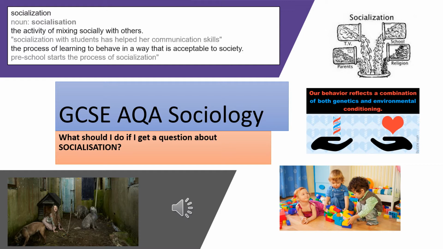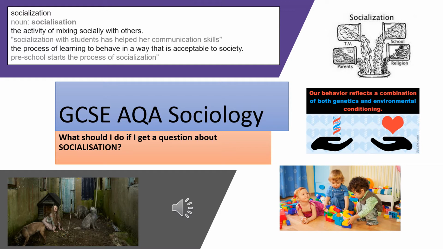Now, socialisation, if you notice from the definition, this is spelled the American way, so Z instead of S. It's irrelevant spelling really here, but it's defined either as the activity of mixing socially with others, which is a process, or the more sociological idea of learning to behave in a way which is acceptable to society. So here you can interchange terms such as norms and values to be more specific. What socialisation really is, is how we learn behaviour.